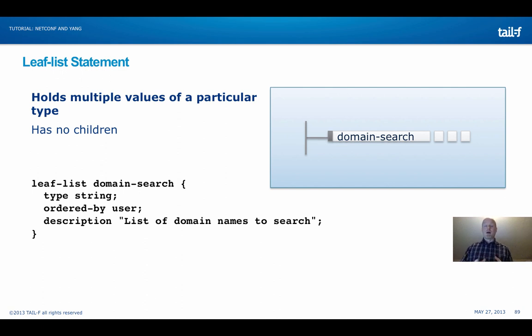So remember, leaf: one value of a specific type. Leaf list: several values of a specific type. These are the atoms of any YANG data model. You put those within containers. That's how you build a tree of leaves. That's a very good foundation to start with.